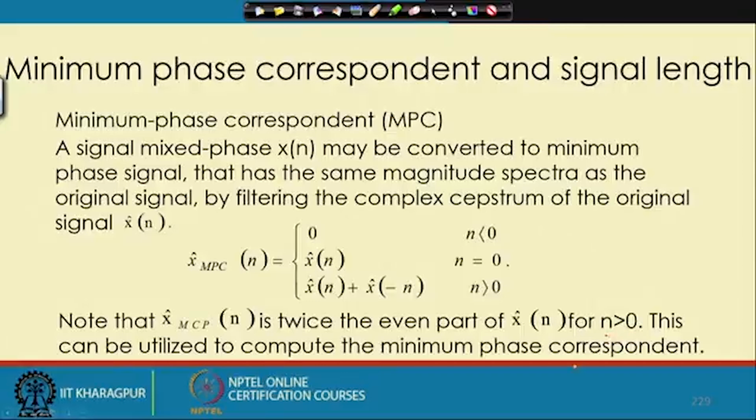In fact, the signal can have an even part and an odd part, an even component and an odd component. This one is giving actually twice the even component of the signal for n greater than 0. Okay. So, that is another observation we have made here, and let us see how we make use of it.